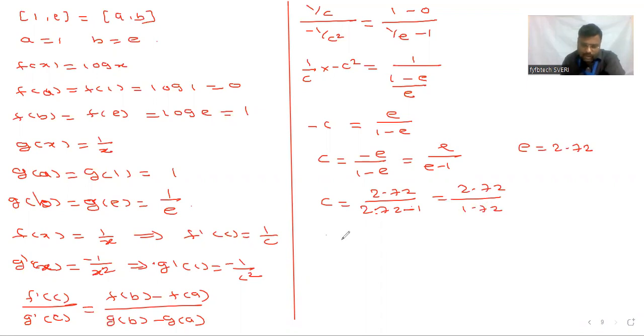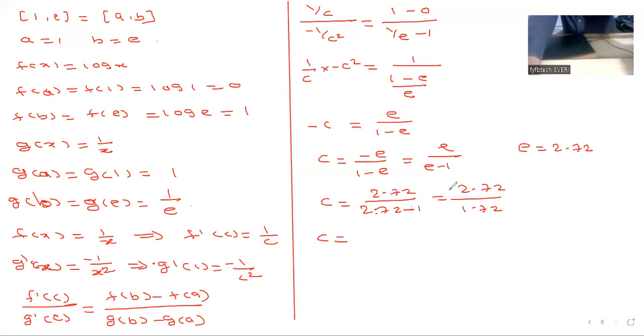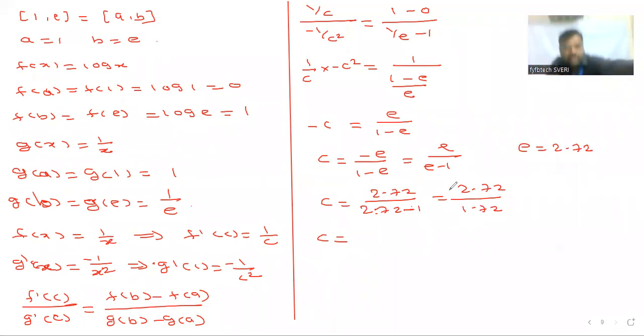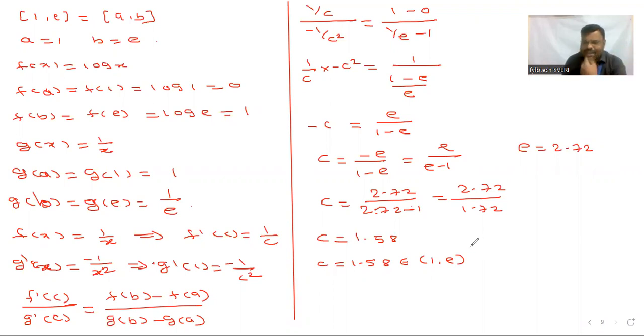Take the calculator and give me the answer. 2.72 divided by 1.72, what is that? Okay, a lot of people are giving answers. Mansi, you're wrong. Sakshi, okay, only one person is giving the right answer. It is 1.58. Does c equal to 1.58 belong to the interval [1, e] or not? Obviously yes, 1 is the same and e is 2.72.